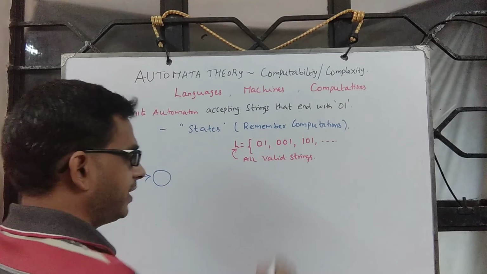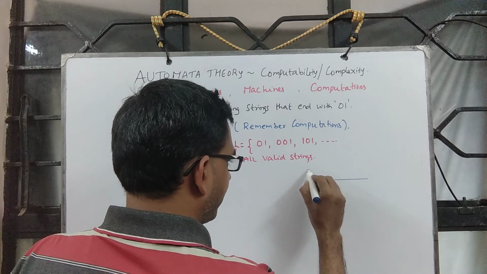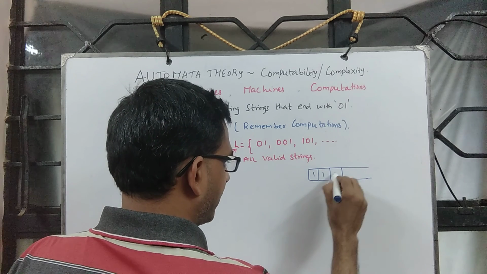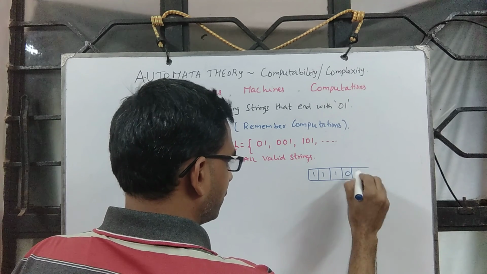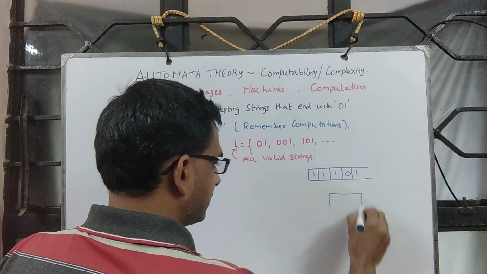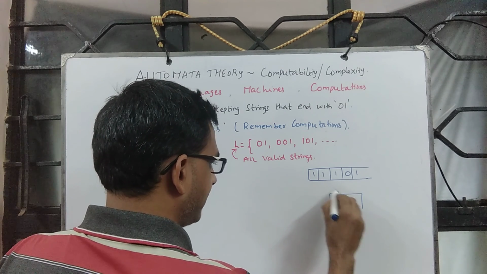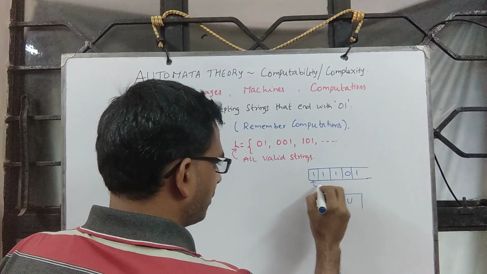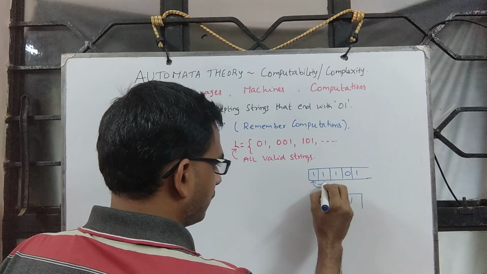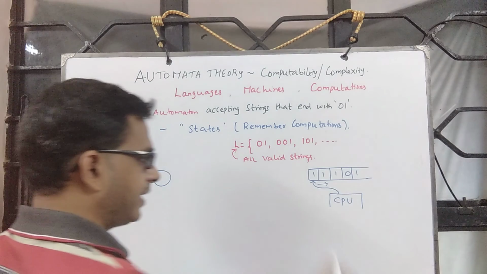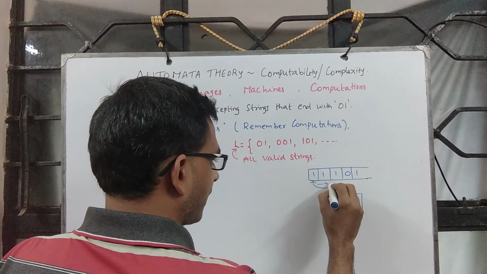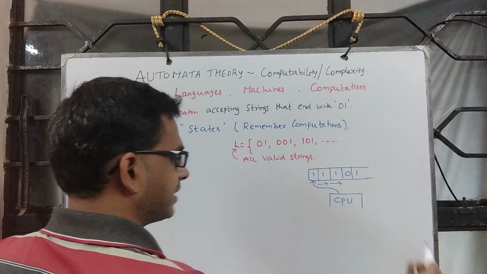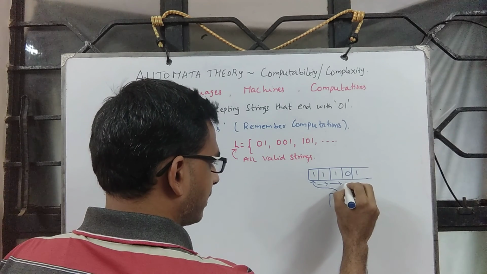If the arbitrary input is given to the input tape, suppose the input is say 111 and then 01, then what this CPU does is it reads 1 and then it moves to a state and somehow remembers that it has read 1. Then it goes to that state and in that it reads another 1. Then it reads the third one. It may move to another state or it may stay in the same state. That all depends on our design.